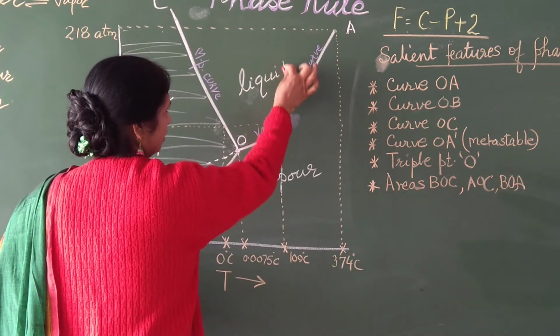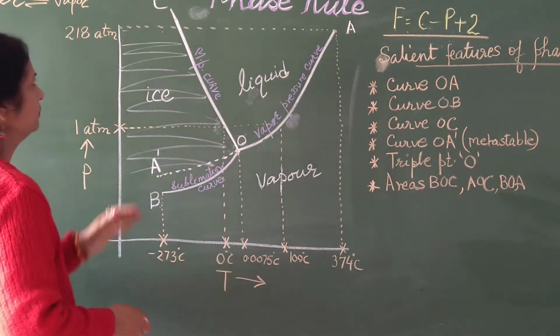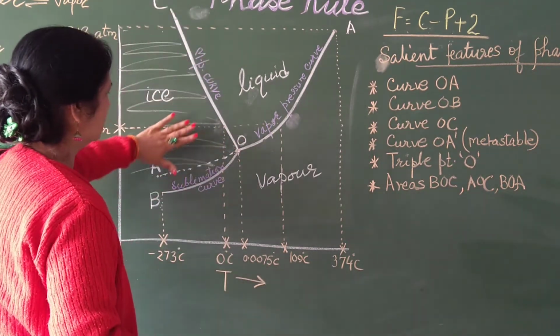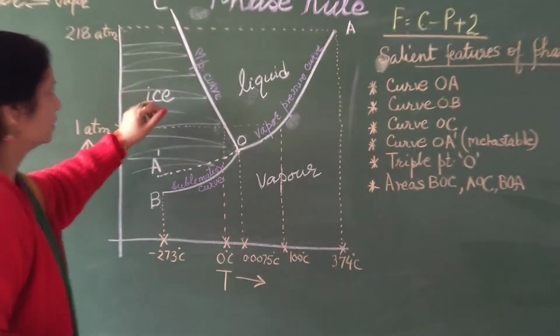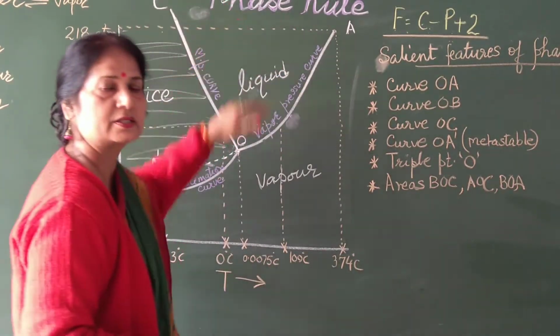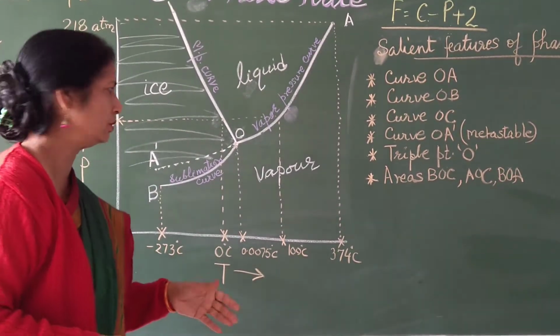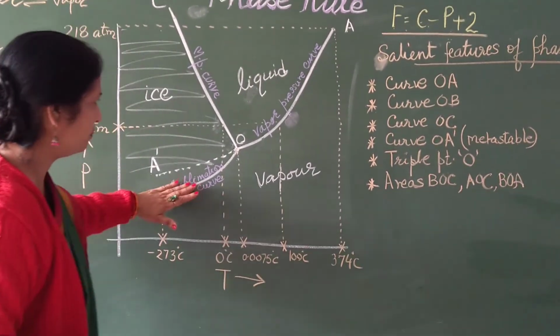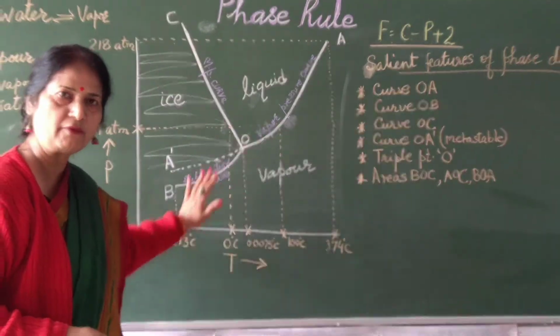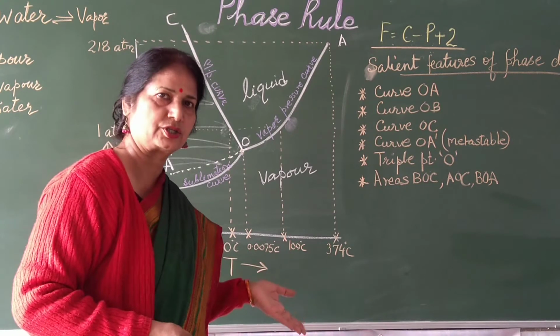This is the area for liquid water. By area I mean the area under BOC. This area represents solid ice. The area under AOC, this area, represents the liquid state, that is water, and the area below BOA, this area, represents the conditions of the vapor state, meaning the gaseous state.